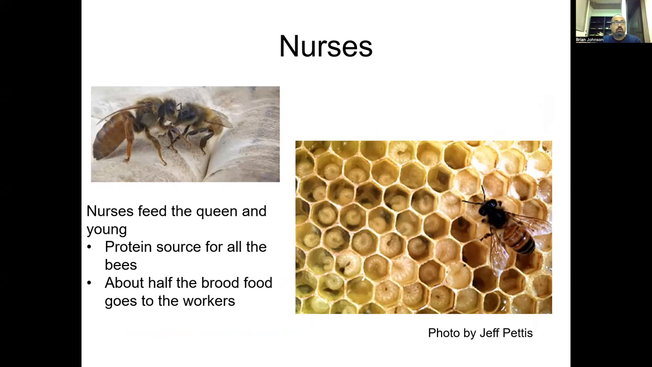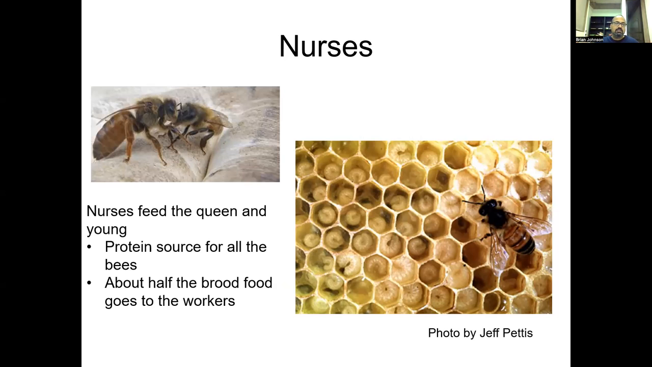Most of the work in the nest, well, all the work really, is divided between these last three categories. So the nurses feed the queen and the young. Their name is a bit of a misnomer in that what they're famous for is caring for the brood, and they certainly do that. They rear the brood, they produce brood food, they monitor the larvae and make sure they're getting enough food. But actually about half of the brood food that they produce goes to the adult bees. So they're not just the protein and fat source for the young, they're the protein and fat source for all of the bees in the hive, the adults as well.